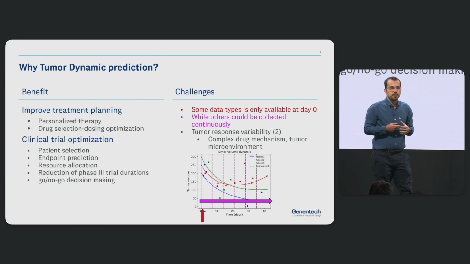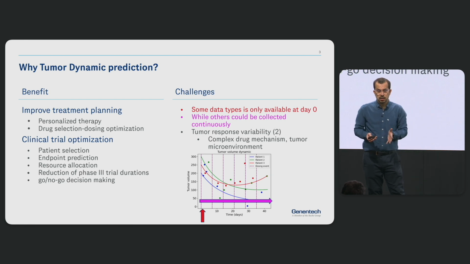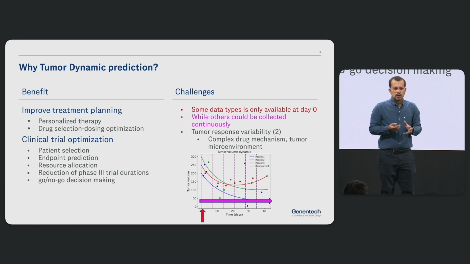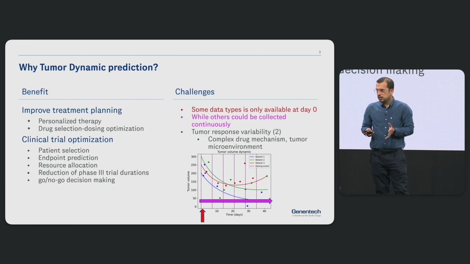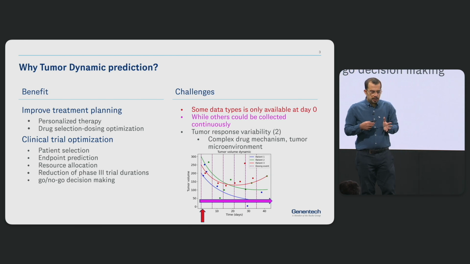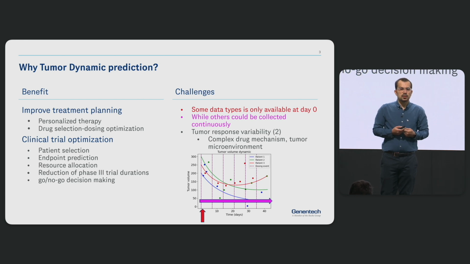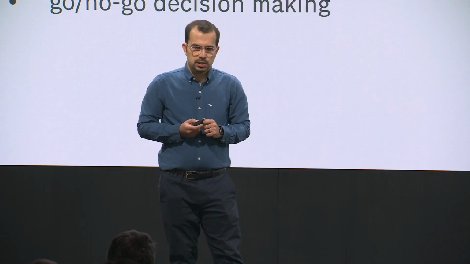It helps us in terms of patient selection even: do we need to include this patient in a clinical trial or not? It helps us with endpoint prediction and resource allocation. For instance, we have seen this pattern of the tumor dynamic in phase 1 clinical trial, and based on it, do we want this many patients for phase 2 or phase 3? It also helps us understand how long we need to follow the patients, reducing the phase 1 trial duration and supporting go, no-go decision making.